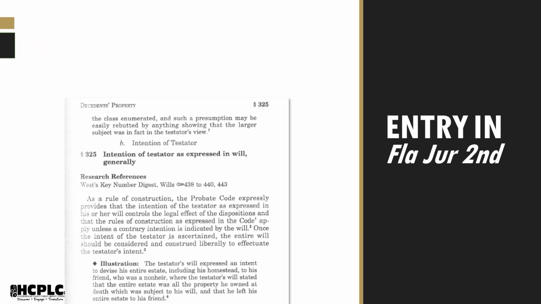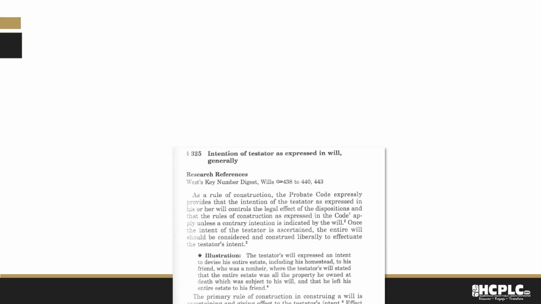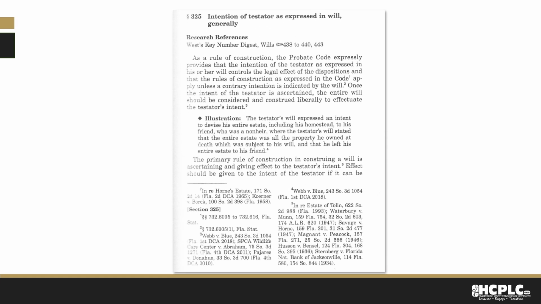In FLAJUR, I found a subject entry for Decedent's Property, Section 325, Intention of Testator as expressed in will generally. As you can see in this entry, there is a description of what the heading is about and includes a Florida-specific illustration. There are 5 different footnotes just in this one page that I can see, and those footnotes are pertaining to Florida statutes and case law. So, if this was a subject in your research project that you wanted to learn more about, you will have specific citations for looking up primary source materials.